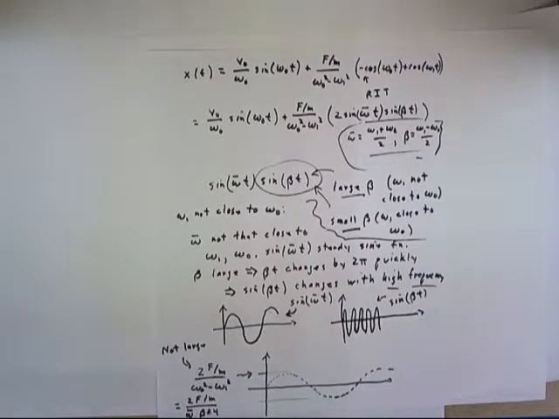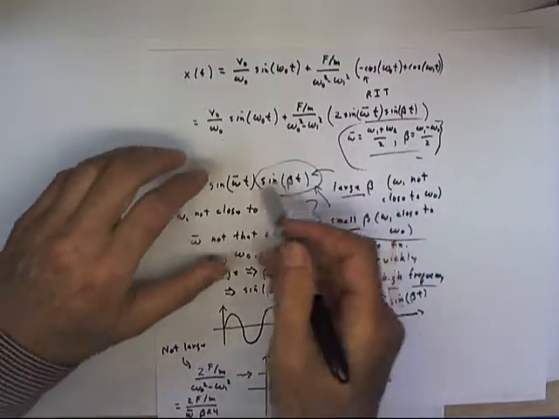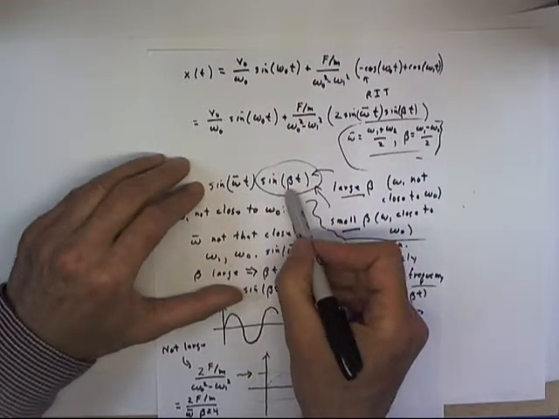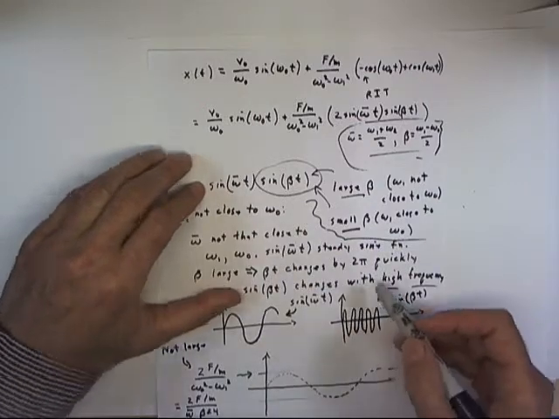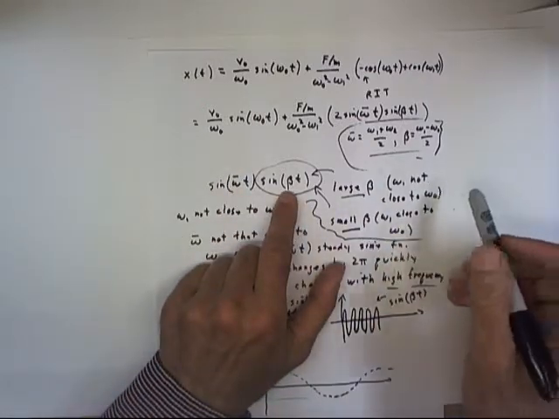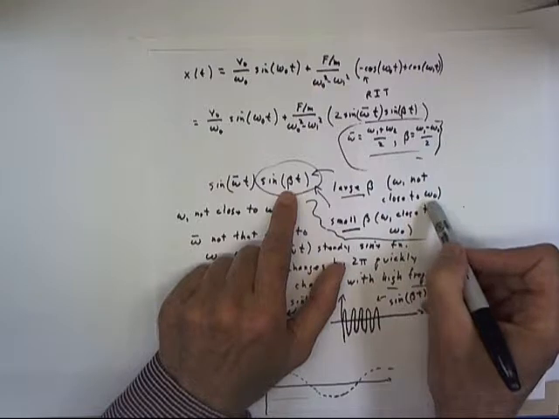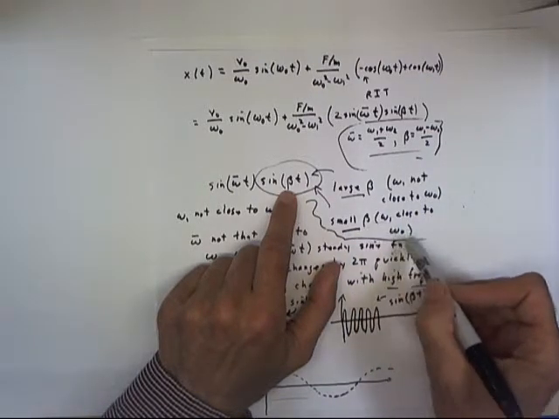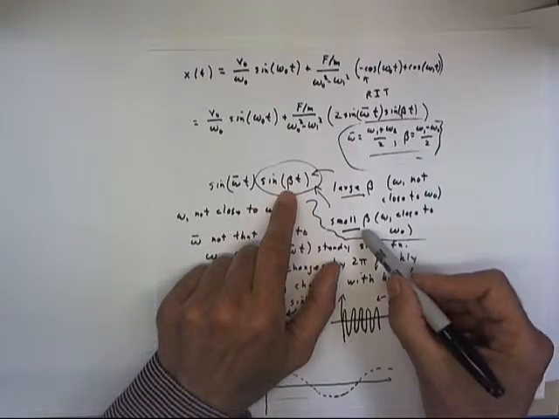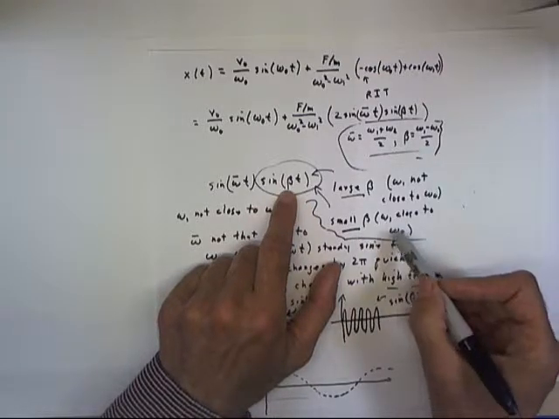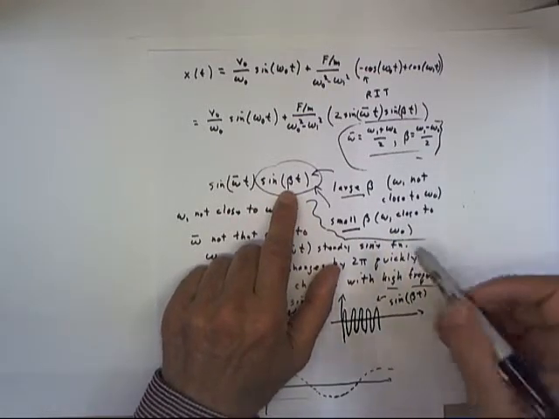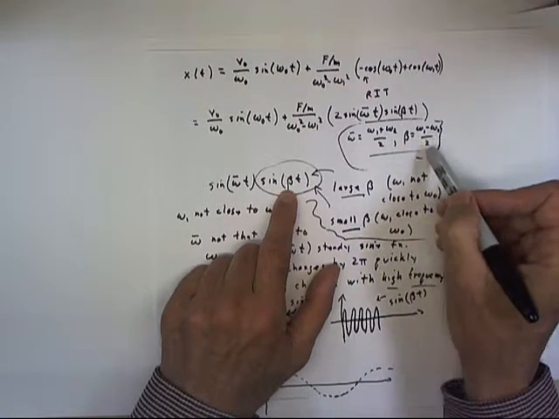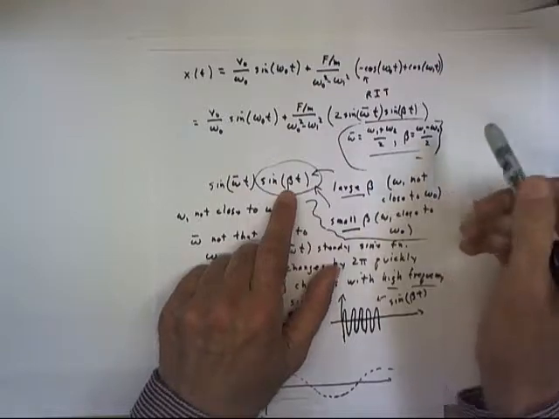Now let's look at all that in a little more detail. The thing that we need to understand is the sine of omega bar t times the sine of beta t. Now, we get a large beta if omega 1 is not close to omega naught, and we get a small value of beta if omega 1 is close to omega naught. Remember that beta is half the difference between omega naught and omega 1. It's given by the expression omega 1 minus omega naught over 2.